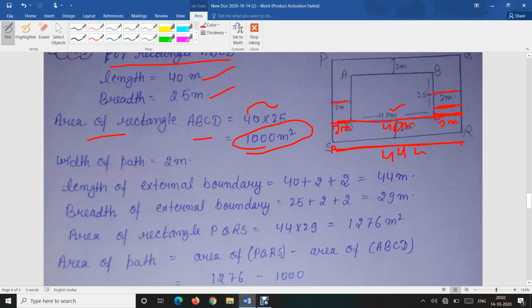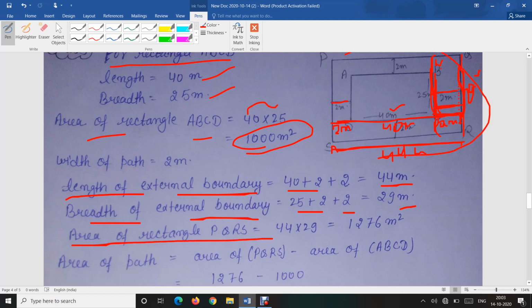Similarly, we can find for this portion: this is 25 meter, and this is 2 meter, also this is 2 meter. That means 25 plus 2 is equal to 29 meter, means from R to Q the breadth is 29 meter. So the length of the external boundary is 40 plus 2, which is equal to 44 meter, and the breadth of the external boundary is 25 plus 2, which is equal to 29 meter. From here we can find out the area of rectangle PQRS, which is equal to length multiplied by breadth, that is 44 multiplied by 29, which is equal to 1276 meter square.